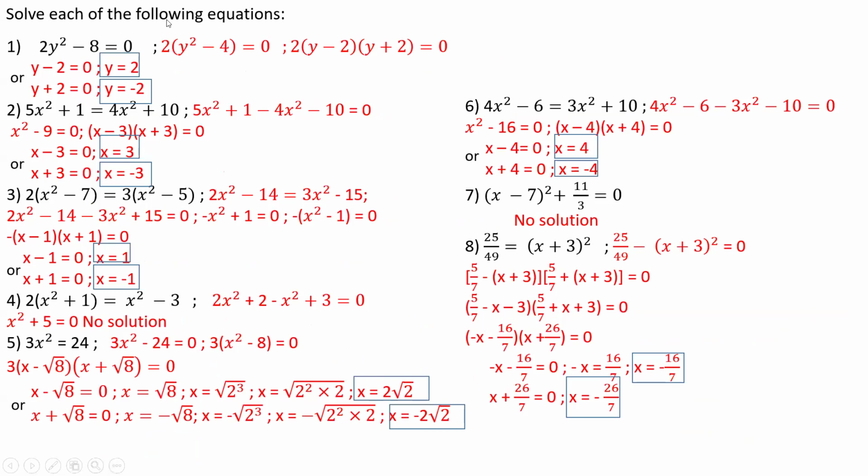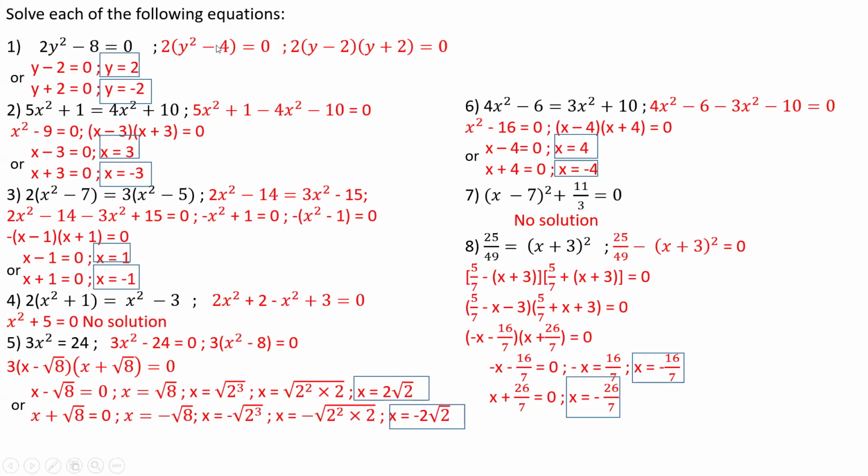Also here we have solving equations. 2y squared minus 8 is equal to 0. Is there any common factor? Yes, we have a 2. So 2 into y squared minus 4 is equal to 0. Please pay attention. Inside the parentheses our binomials should not be second degree, should always be first degree. So whenever you see a binomial which is second degree, you should say that we can still factorize.